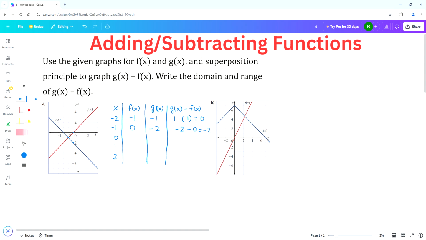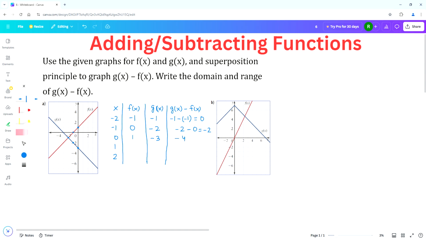The next x value is 0. At x equals 0, f(x) is equal to +1, this point on the red line. At x equals 0, g(x) is equal to -3, this point on the blue line or the y-intercept. So at x equals 0, g(x) minus f(x) is equal to -3 minus 1, which is equal to -4.